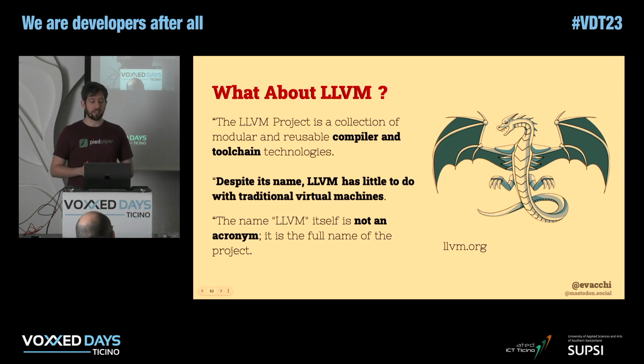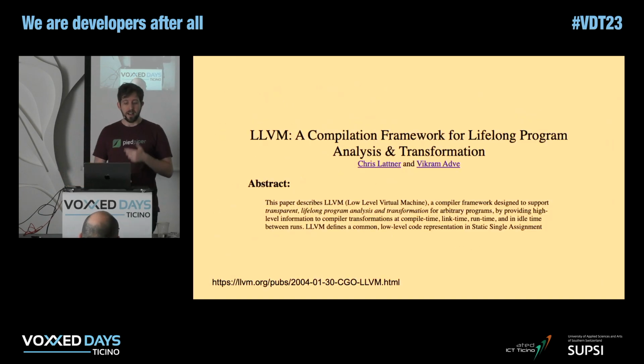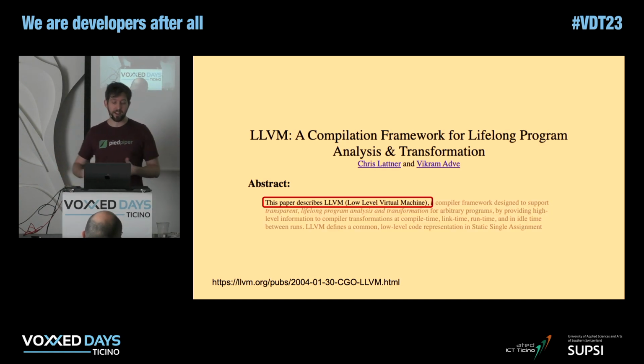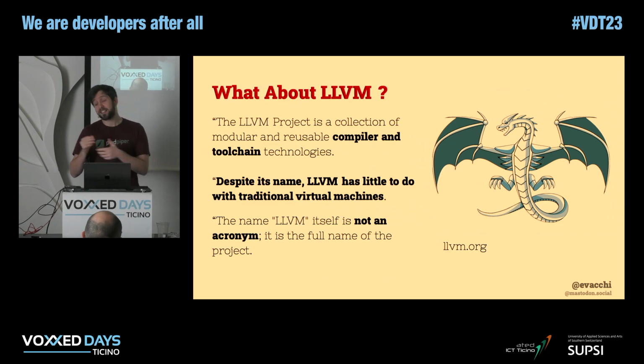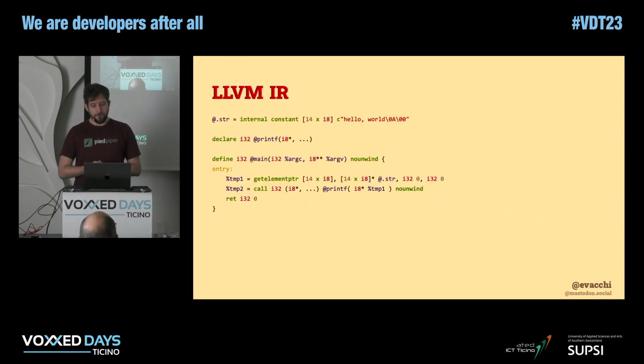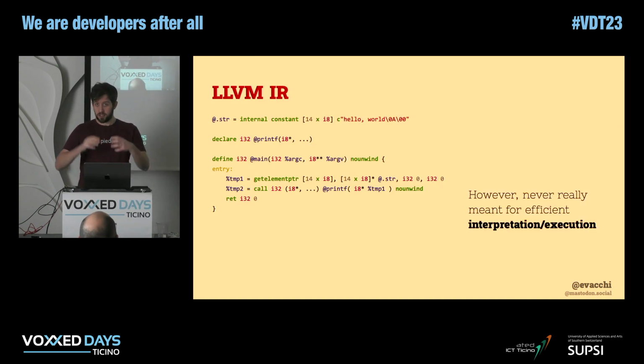In fact, they say on the website, despite its name, LLVM has little to do with traditional virtual machines. The name LLVM itself is not an acronym. It is the full name of the project. Unfortunately, that is bull, because if you browse to one of the very first papers on LLVM, they specifically spell out that LLVM meant low-level virtual machine. Now, they do say here that it has little to do with traditional virtual machines. And what they meant is that even though the name could have meant virtual machine, it's not really meant as a bytecode.